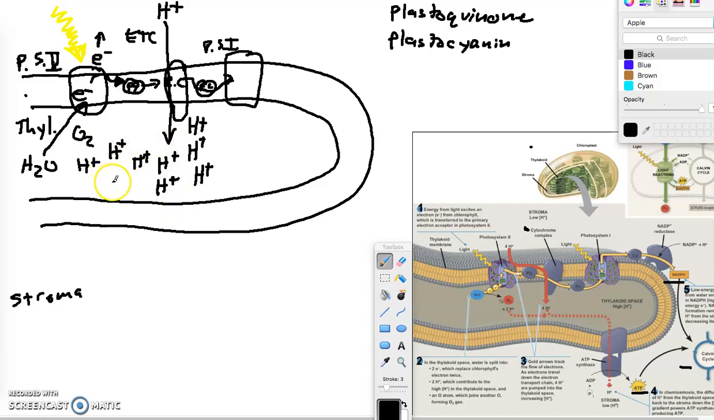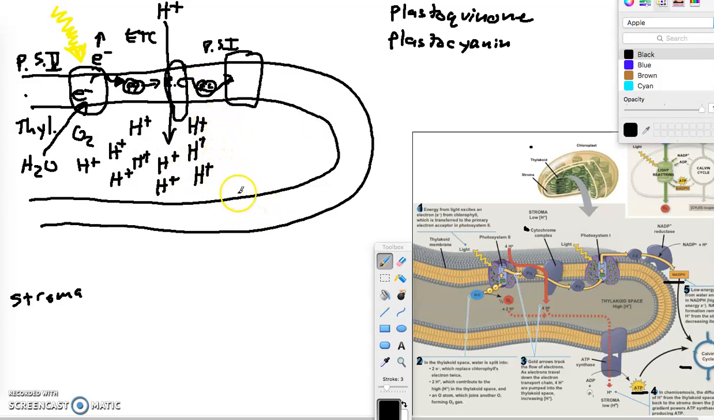So here we have all these H pluses. They're coming about in 2 mechanisms. One is the splitting of water, and the other is the sort of pumping of the hydrogens across the membrane from that electron transport chain. All right. Okay, so now we have all this high concentration of H plus in here.